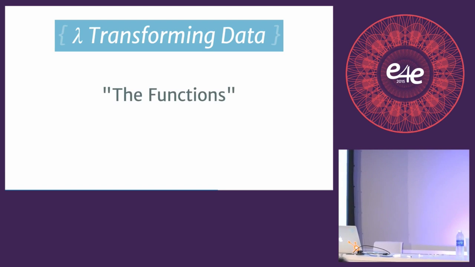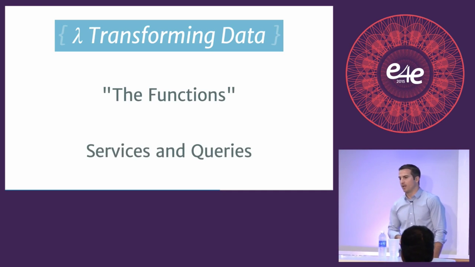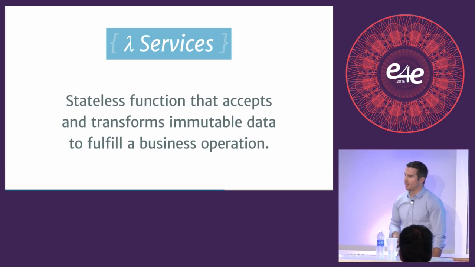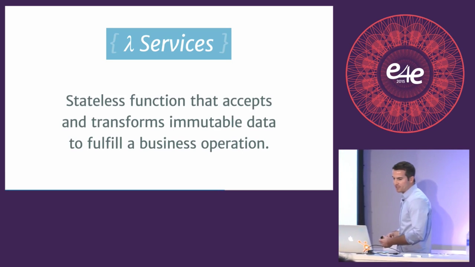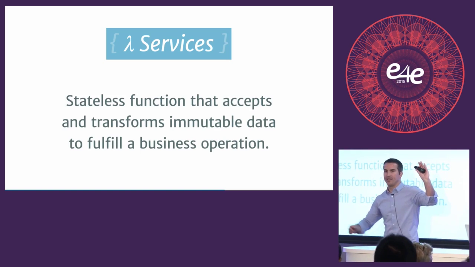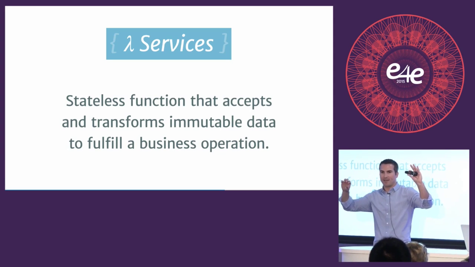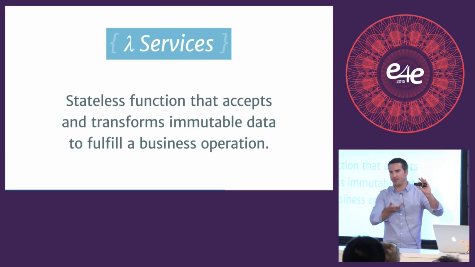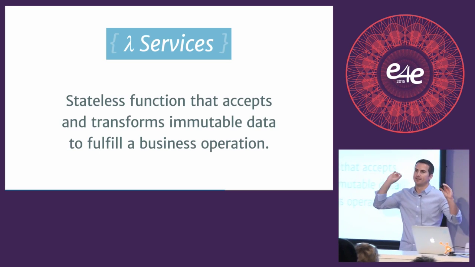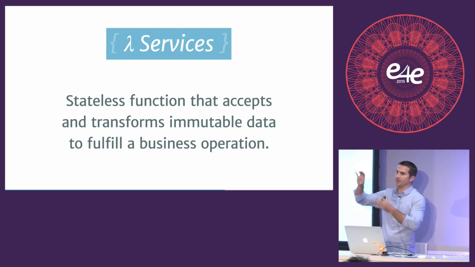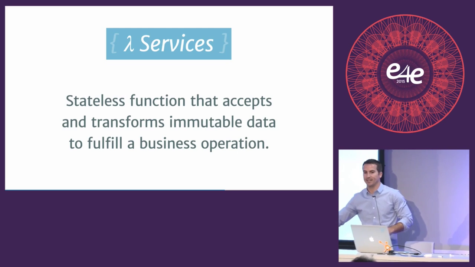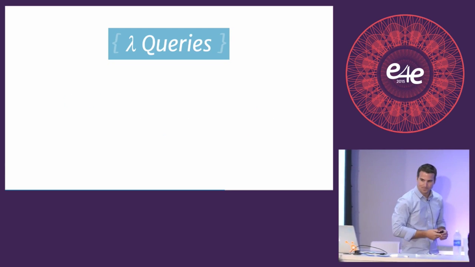If the last part was the data, this is the functions part of our domain. We'll call these services and queries, just to give them a name, but you already know what they are. A service is just a stateless function that accepts and transforms immutable data to fulfill a business operation. So if you used to have an order model and a method on it that says place or finalize or something, you can't do that on an immutable model because you can't change it. So you just pluck that thing right off and you have a function called finalize order or create order, and you pass your model into it. It will transform it and return a new version of that model that is now updated and finalized. That is what we'll call services.